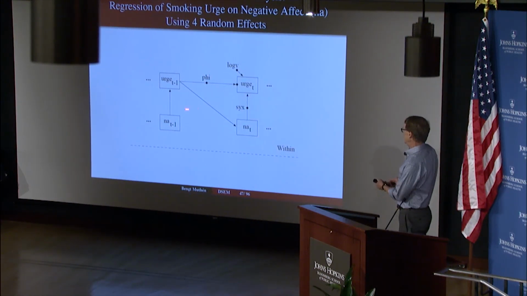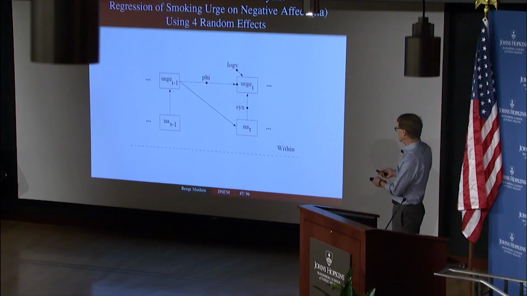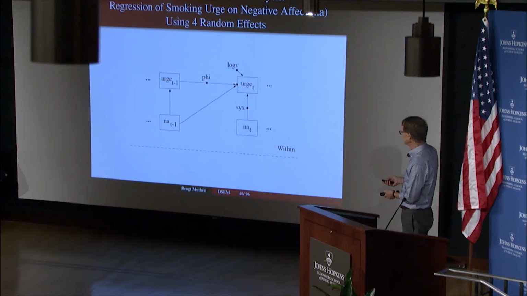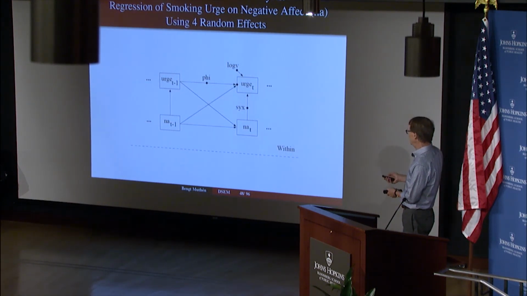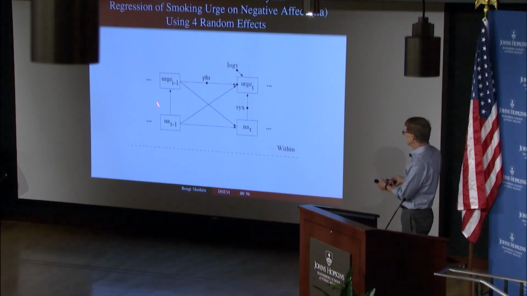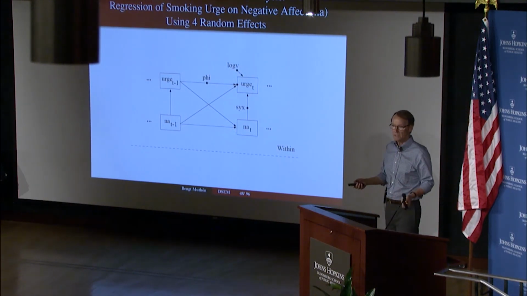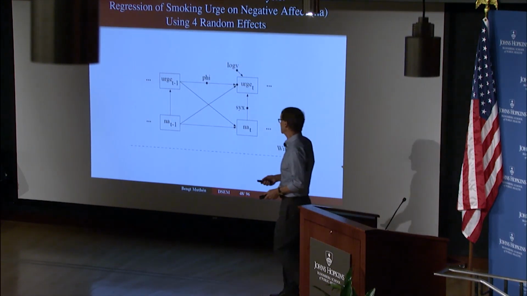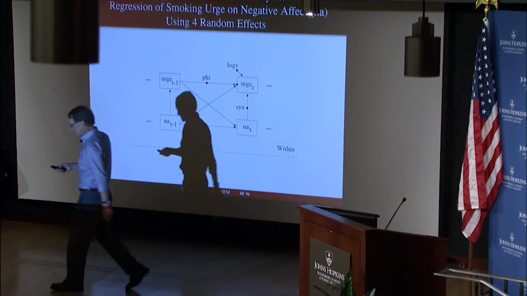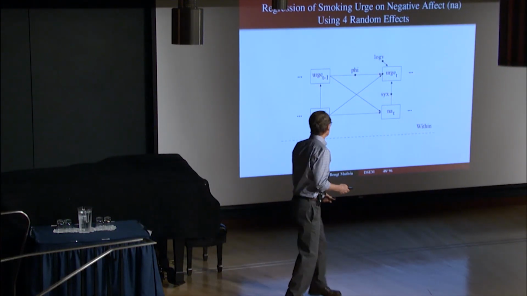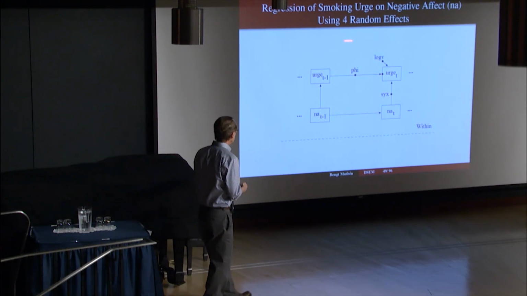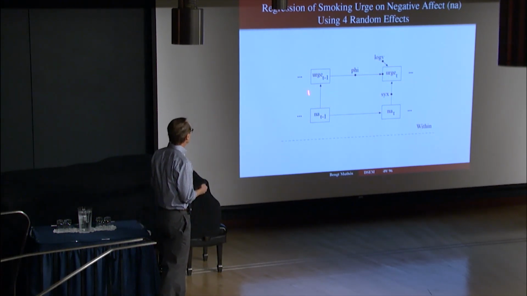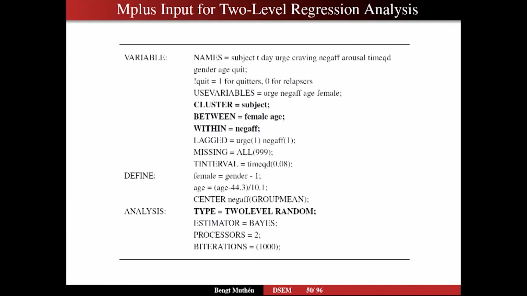Or you can have this going down like that. I actually explore that. Smoking urge does not tend to influence negative affect, but negative affect tends to influence smoking urge. But of course, you could have the full model like this. So there you have the cross-lag model that Ellen talked about in this smoking example context. I'm going to stick to this model. This is the model that I'm going to choose to specify the input for.